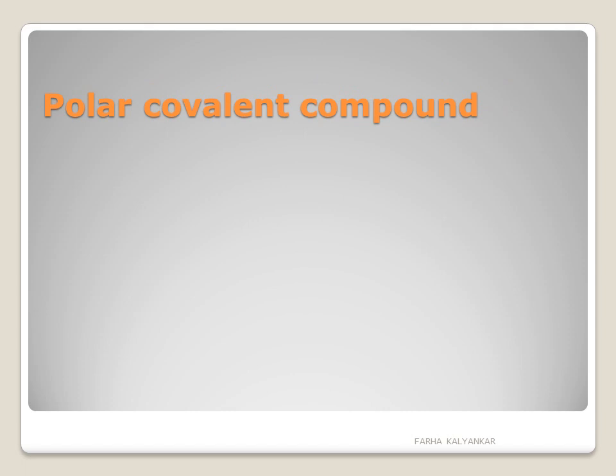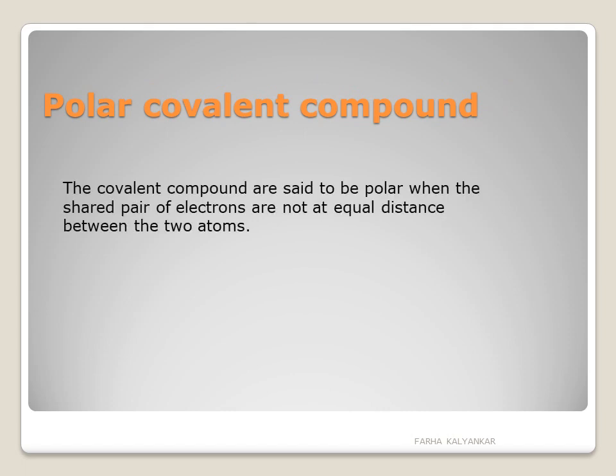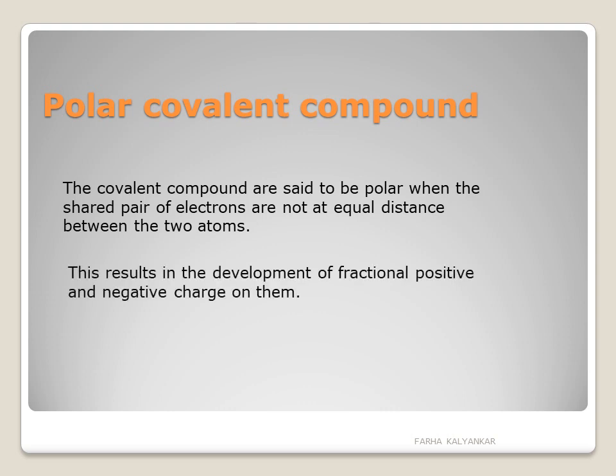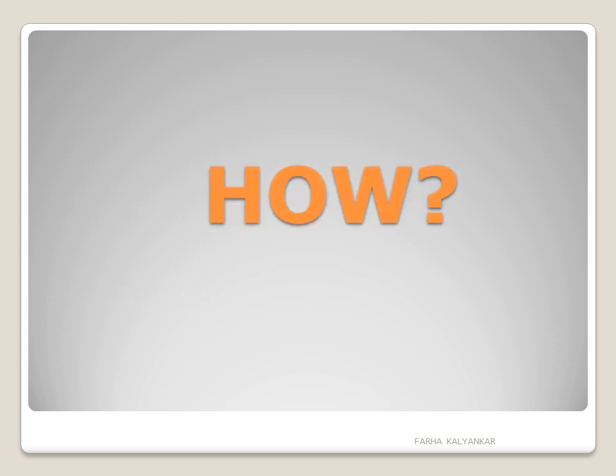Polar covalent compounds. The covalent compounds are said to be polar when the shared pair of electrons are not at equal distance between the two atoms. This results in the development of fractional positive and negative charge on them. How? Let's look upon it.